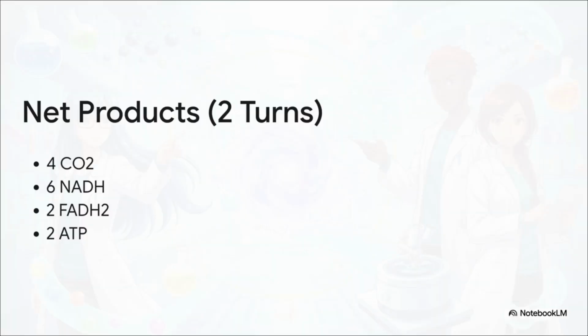And from those 2 full turns, these are your exact, non-negotiable net products. You generate 4 CO2 molecules via decarboxylation, you generate 6 NADH molecules, and 2 FADH2 molecules. Finally, you generate exactly 2 ATP via that substrate-level phosphorylation we talked about. Now, those 6 NADHs and 2 FADH2s are fully loaded with hydride ions, and they are perfectly primed to head straight over to the electron transport chain for massive oxidative phosphorylation.